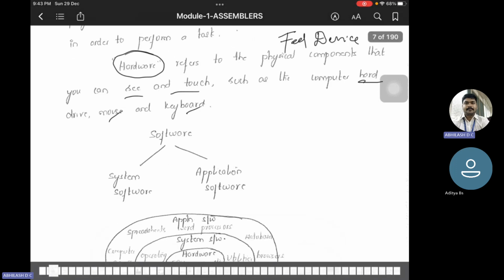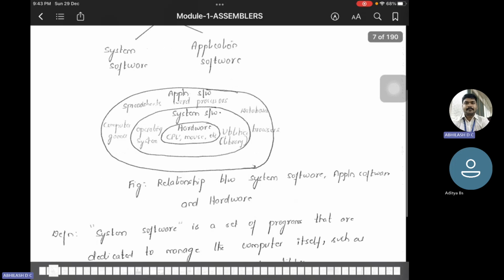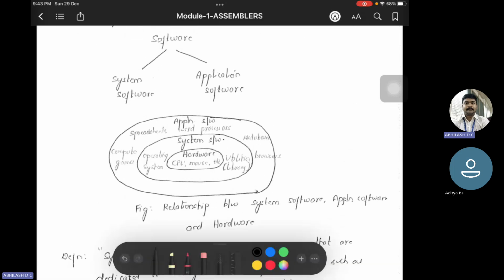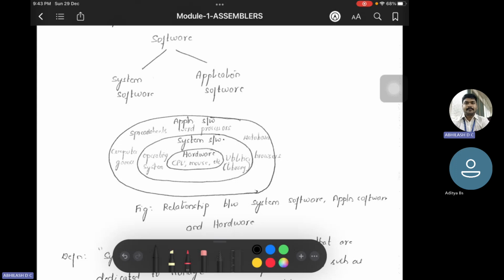Next are the two parts of software: one is application software, and the other is system software. Application software is the set of code for all the apps which run on the top layer of any given architecture. Below that we have system software, and below that we have the hardware. Hardware is the central core. On top of it we have the system software, and on top of that the application software.